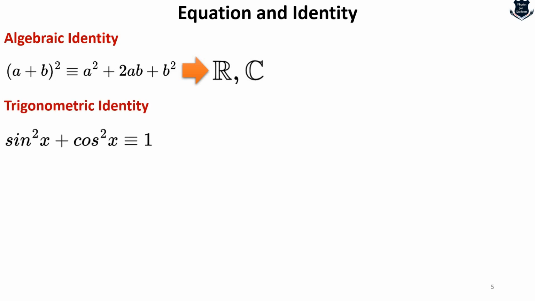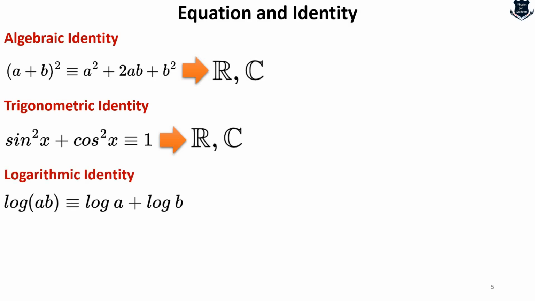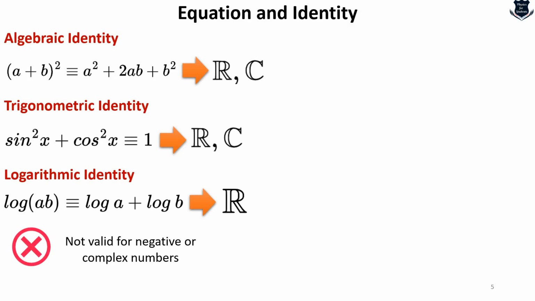Trigonometric identity, for example, sine squared x plus cosine squared x equals 1, but it is not just equals, it is, I would say, with that special sign, which is an identity. The domain is all real numbers, or since sine and cosine are defined for all x, complex values as well. Now, in case of a logarithmic identity, log AB, which is identical to log A plus log B, this is true for real numbers, but not valid for negative or complex numbers, because in that case we have to extend the logarithm using the complex logarithm, which I have not shown. So this is true only for real numbers, not for complex numbers.